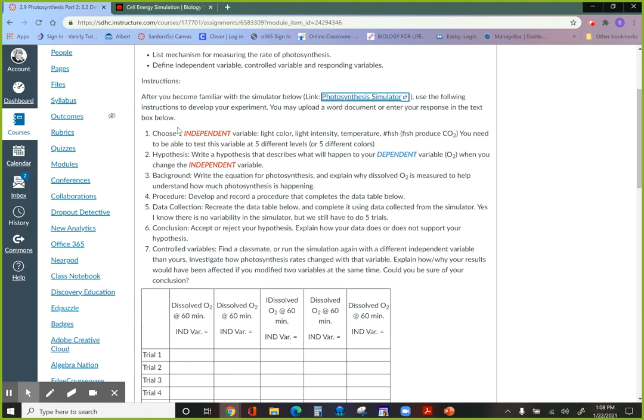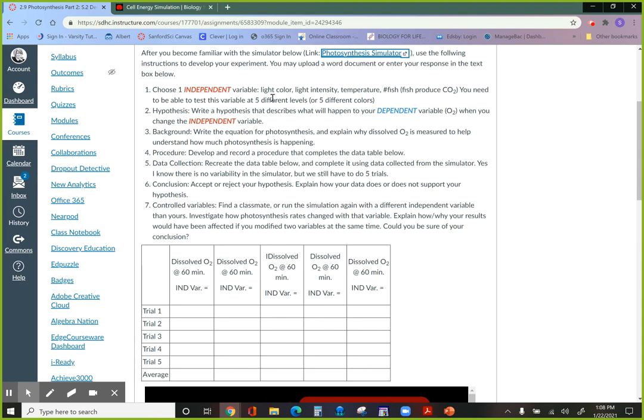Take a few minutes before I give you independent time to work on this. Before you get started, get familiar with the simulator so you understand what it does, and then let's talk about your instructions. You're going to choose one independent variable. That can be light color, light intensity, temperature, or the number of fish, because fish produce CO2, so they will control how much CO2 goes into the system.